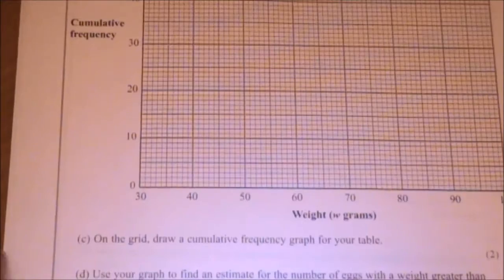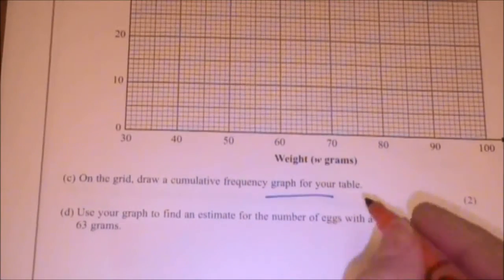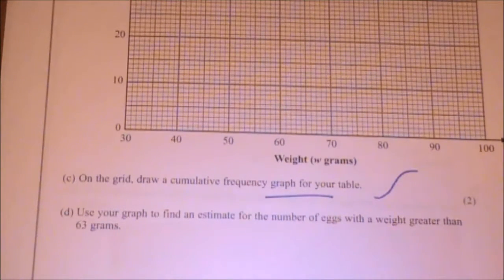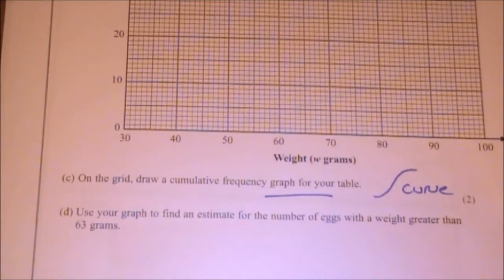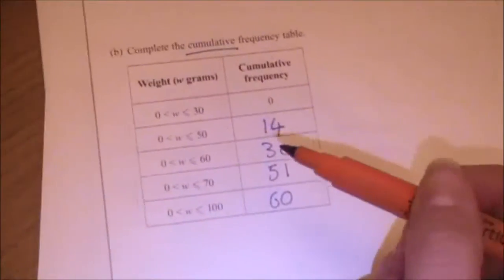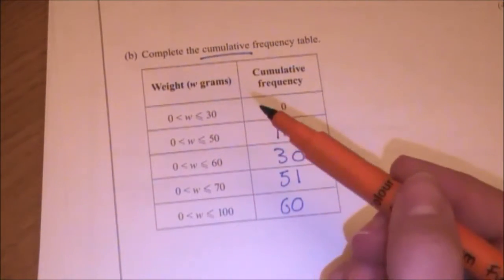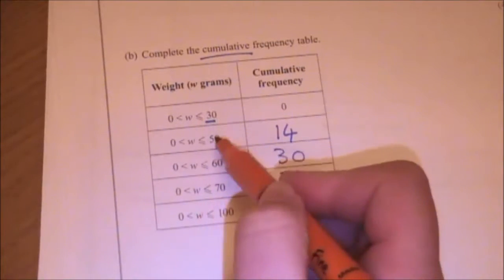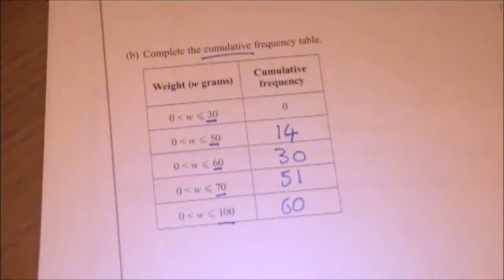Now, the next part of the question asks me, on the grid, draw a cumulative frequency graph for your table. Now, a cumulative frequency graph is usually going to look like that. I always think of it as a swan's neck. Some people think of it as an S, but it's always going to be a curve. Now, there are some things you need to realise when you're plotting a cumulative frequency graph, because, as the table suggests, we're looking at the uppermost values for each category. We are interested in the 30, the 50, the 60, the 70 and the 100. So that is what I plot when I'm plotting my cumulative frequency graph.